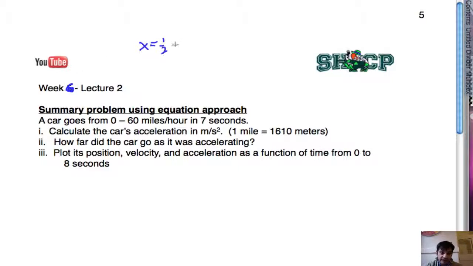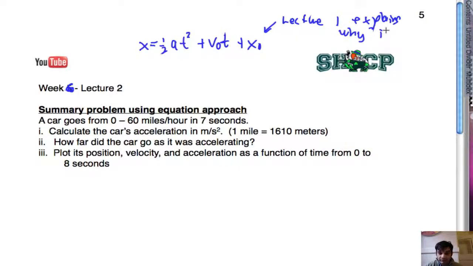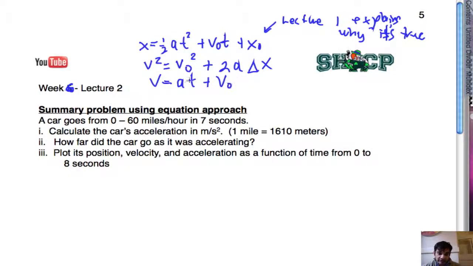We have x equals 1/2 at squared plus v naught t plus x naught, which you actually saw where this came from in video 1 of this week. So lecture 1 explains why this is true. But we don't really care. If you want to be kind of cynical and just think, okay, what do I need to know for the exam? You need to memorize the equation. And then we have v equals at plus v naught, and that's it.